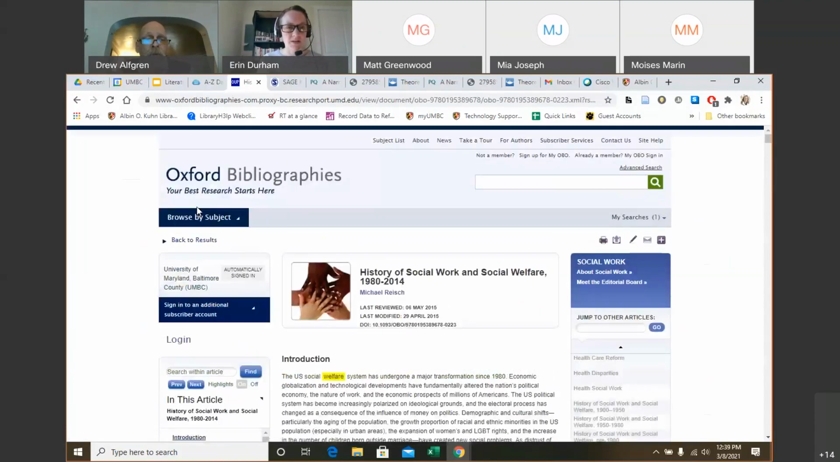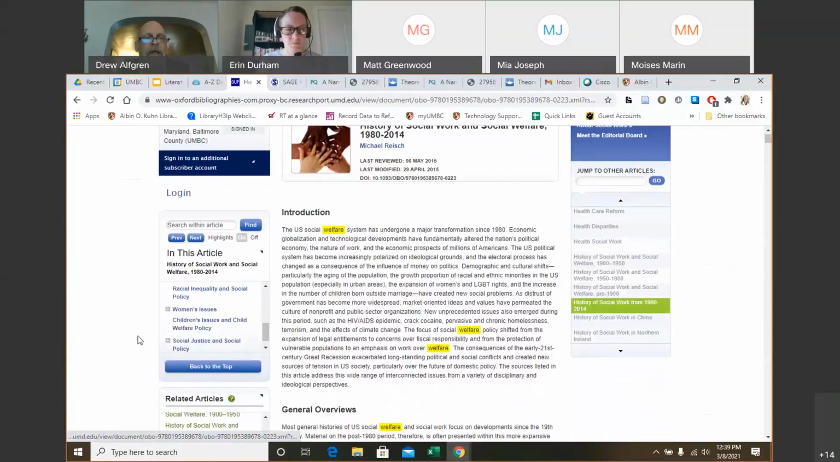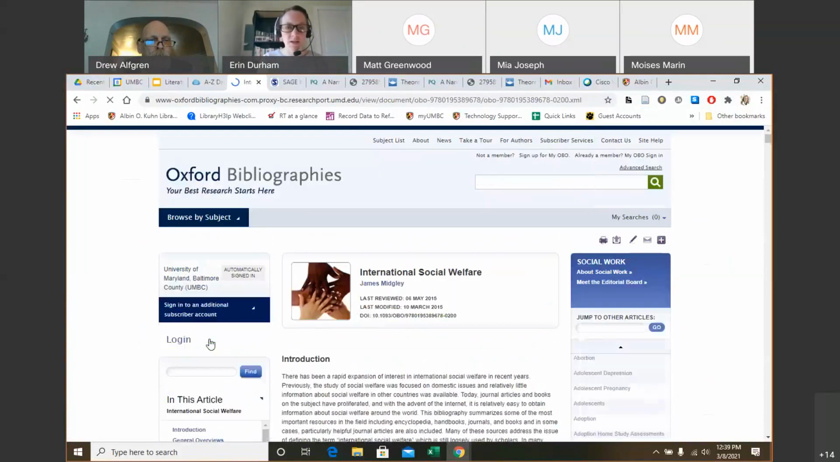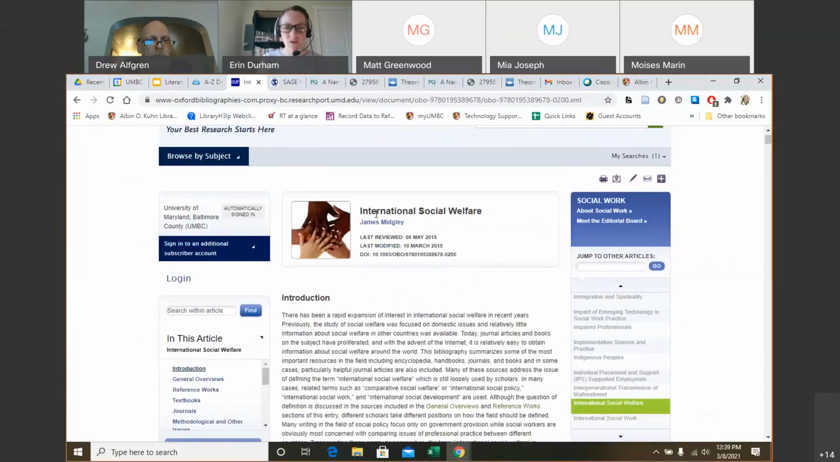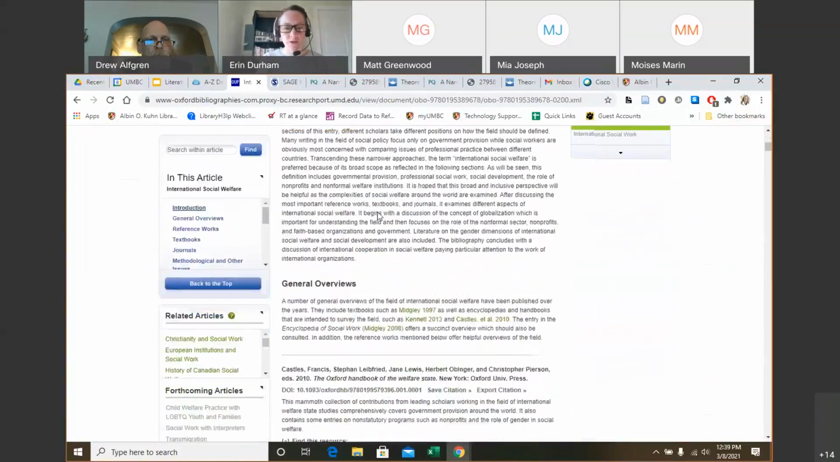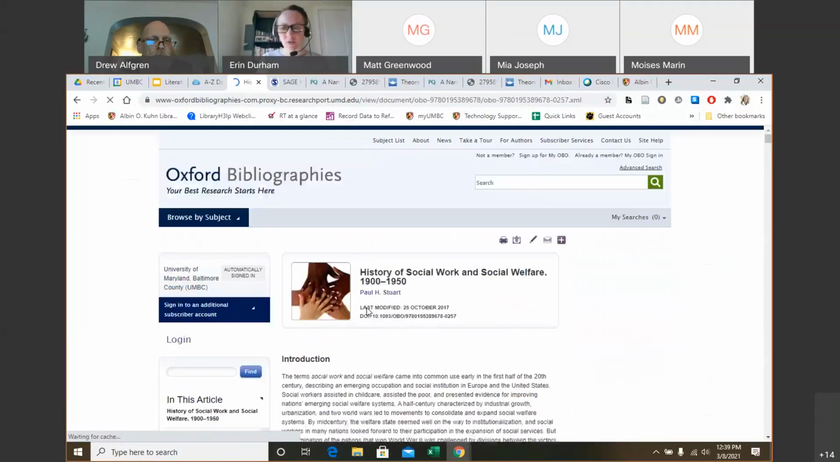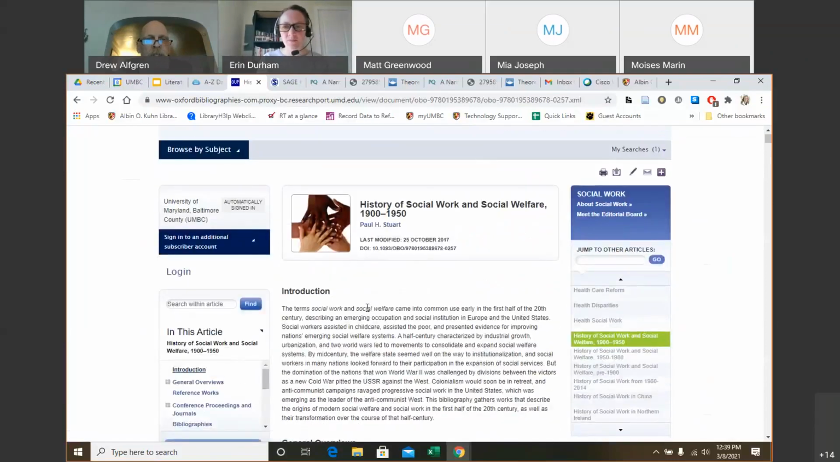And then related articles. I mean, that's another good thing. Everything's connected academically. And this little portion, Drew mentioned, the related articles. So what you can do is select any of these, and it will pull in related literature. So there's a specific entry on international social welfare, if that's what you're interested in. It will pull you into that. You could look at, here's the title on the history of social work, this is 1900 to 1950.